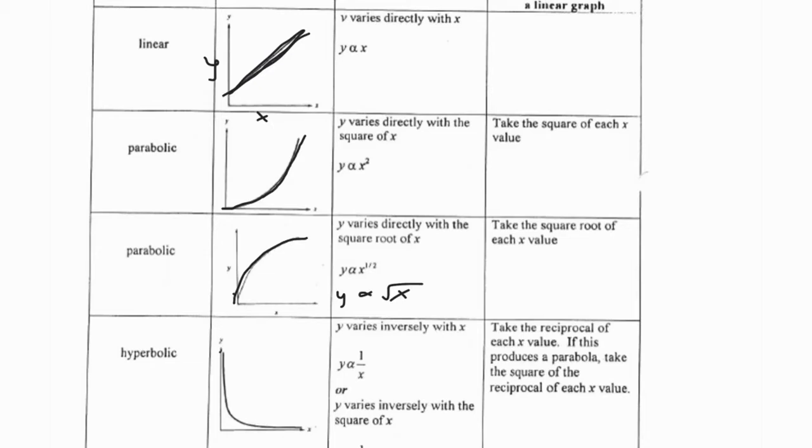And if we have an inverse relationship, that graph is going to go down. And we can even have an inverse squared relationship. This probably looks familiar to when we were talking about gravity. Big G, m1, m2 over r squared. That's an inverse squared relationship. It looks like that.